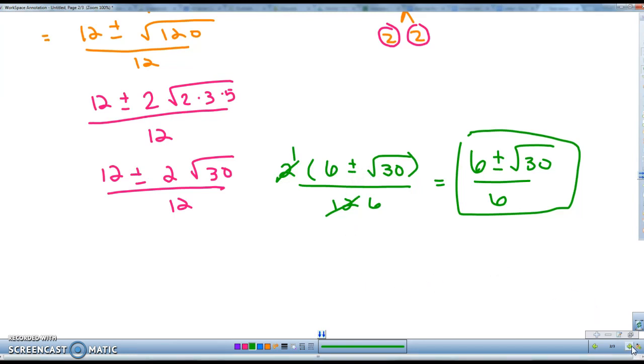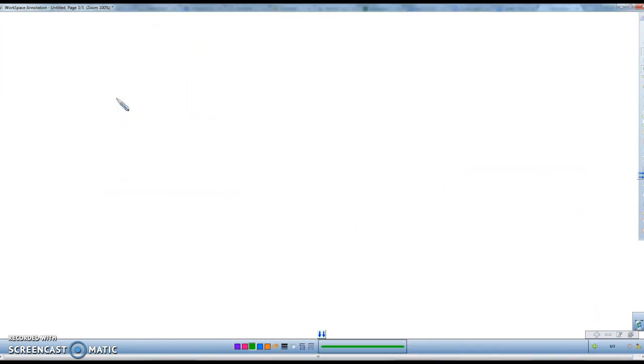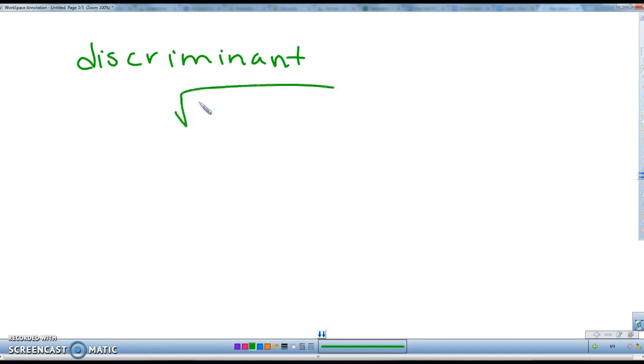One more thing before we move on completely. If you are asked to find the discriminant, the discriminant is just a piece of the quadratic formula, and it's what's inside the radical, the b squared minus 4ac. Okay? So sometimes you'll be asked to find the discriminant of something. That's what that is. It works out nicely usually.